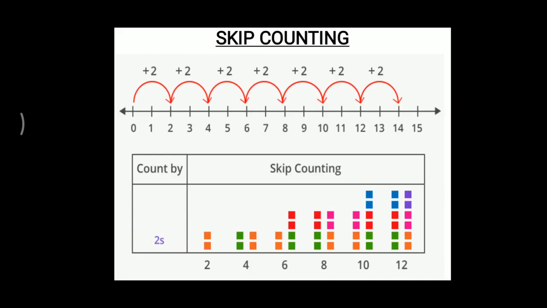Here, if we start with 0, and I say skip counting by 2, it means we need to keep adding 2 to the number. And similarly, we have to jump on to the other number. If I add 2 to 0, we will reach 2. After this, the second number from here will be 4. That means we skipped a number in between and jumped on to the second number.